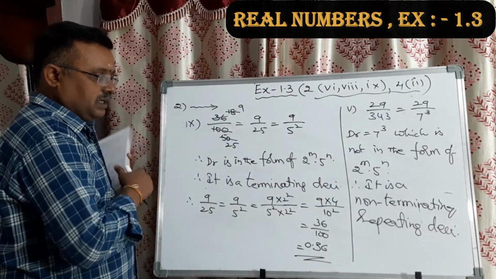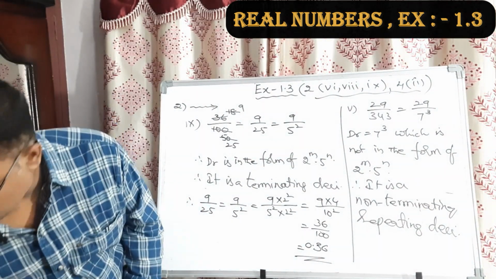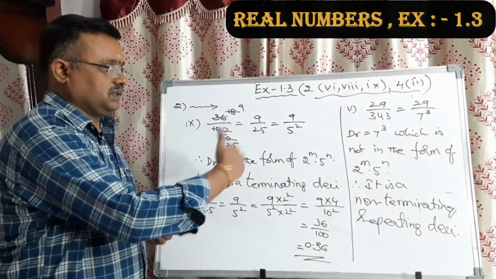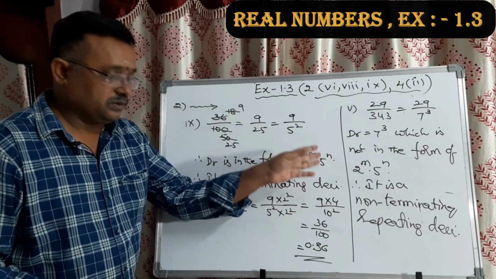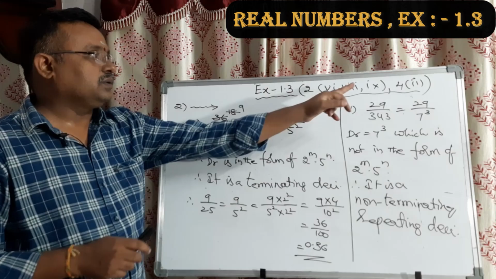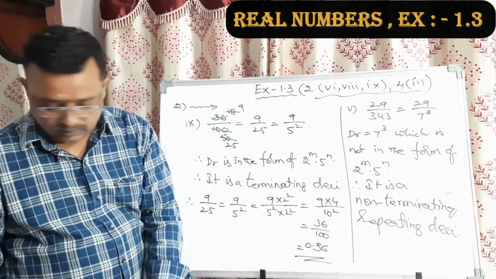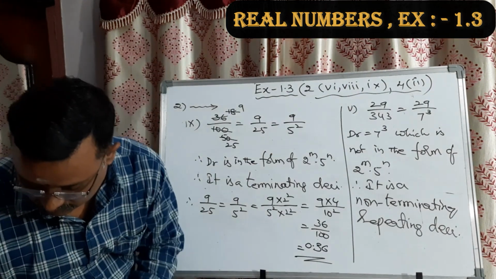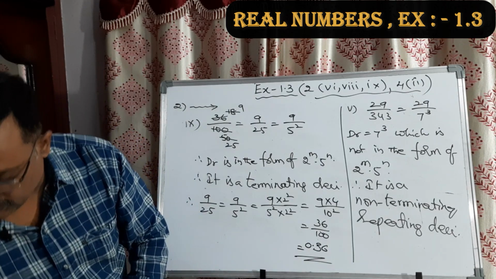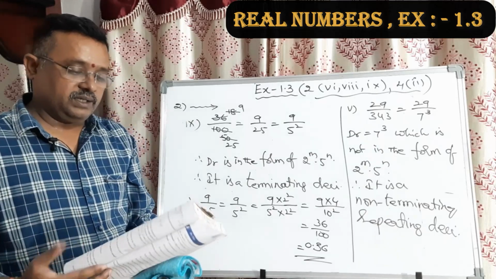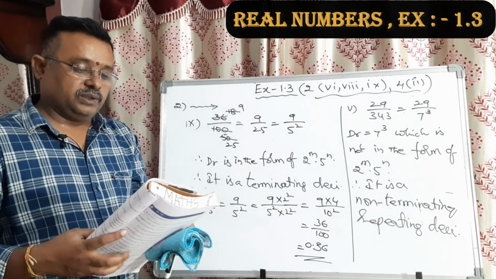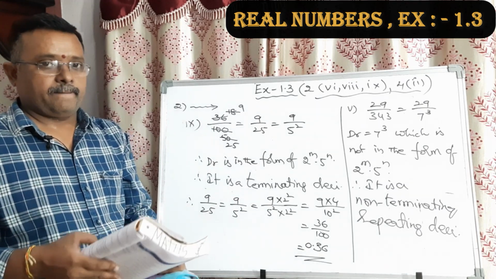Right, very good. After this, the most important one is the third Roman numeral part, the same continuity, finding the decimal values only. That's why I am not touching it, because I am going to the fourth question. What is that fourth question? The question says: express the following decimals in the form of p by q and write the prime factors of q. What do you observe?